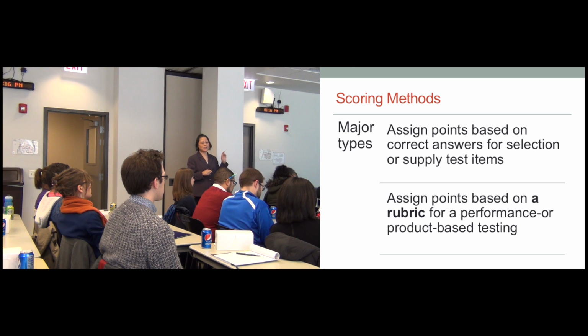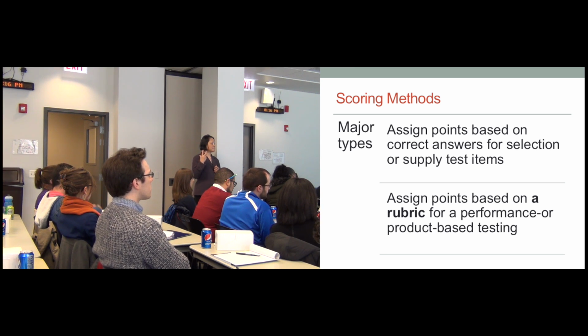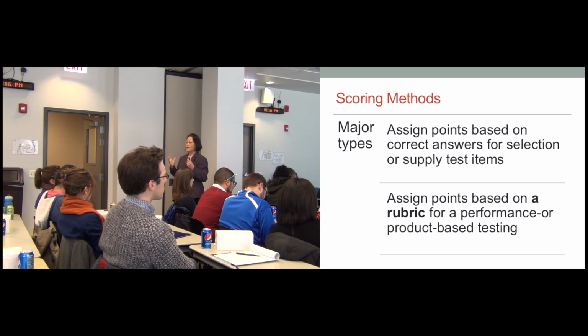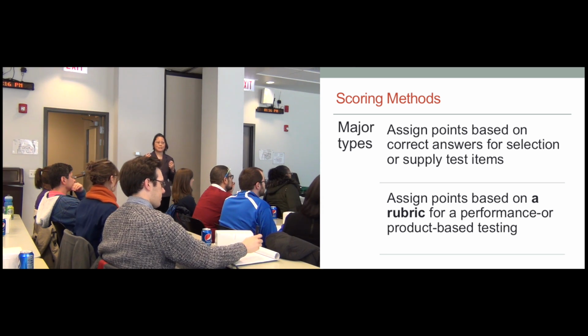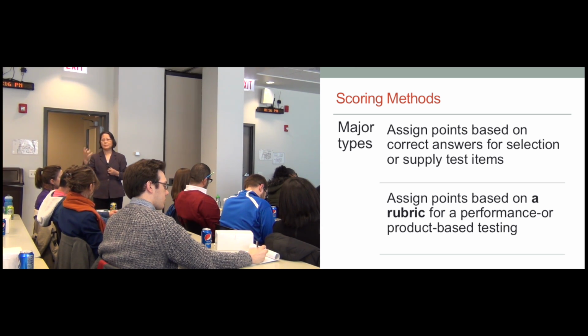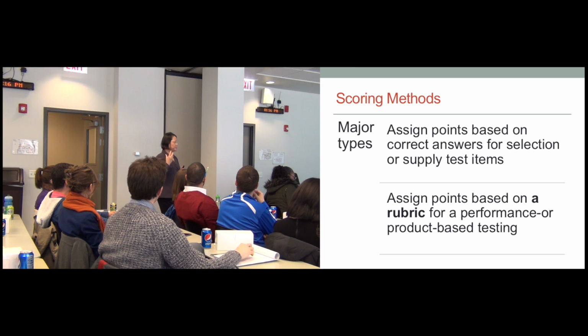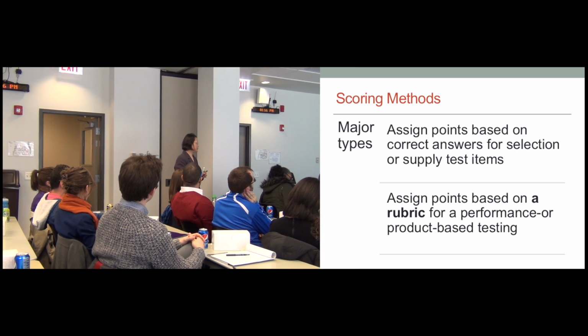That's very easy to score. But for the second two major categories of assessment methods, performance-based and product-based, we need to assign points based on a rubric. In reality, a lot of instructors do this already when you deal with papers, essays, and student performance. You probably have something in your mind already, just not formally put into a rubric format. So what I'm going to show you is how to put your expectations, your scoring methods, into a formal rubric format.